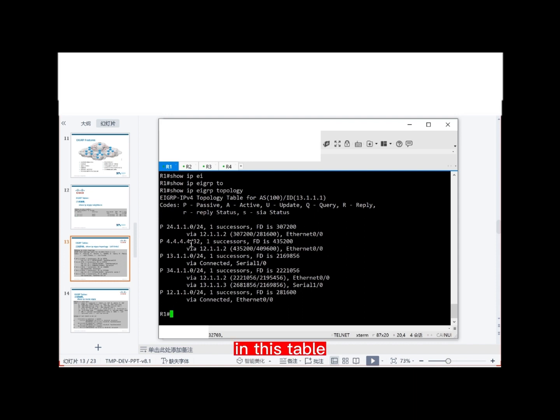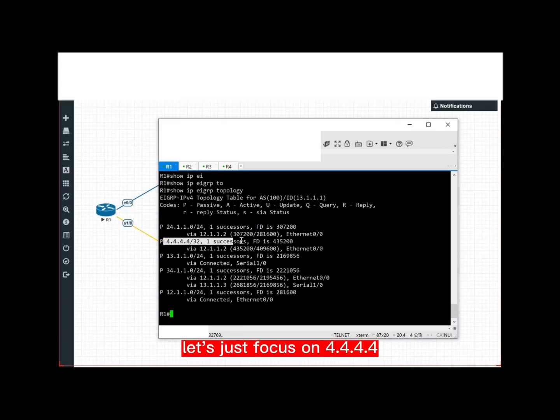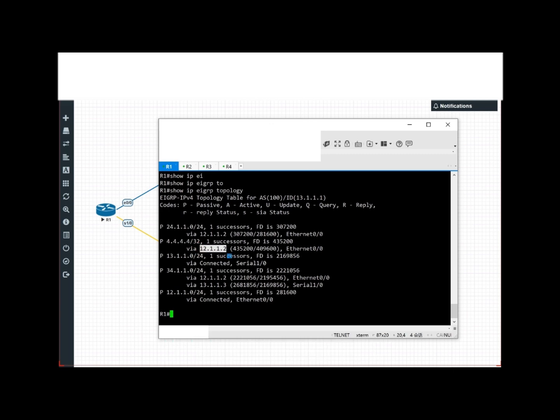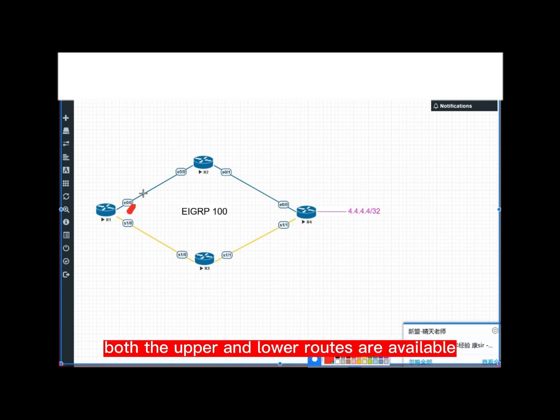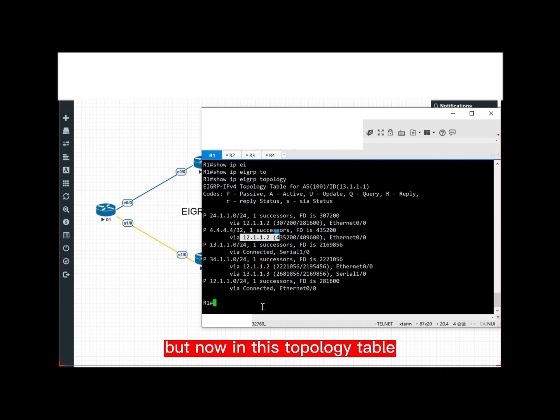In this table, let's just focus on 4.4.4.4. Everyone can see. In the entire topology table, it seems that there is only one address for the next hop, 12.1.1.2. Actually, R1 goes to 4.4.4.4. Both the upper and lower roots are available. But now in this topology table, there is only one. So what is the reason?